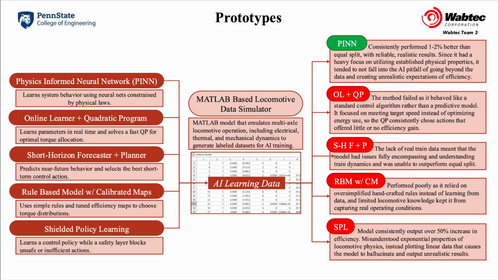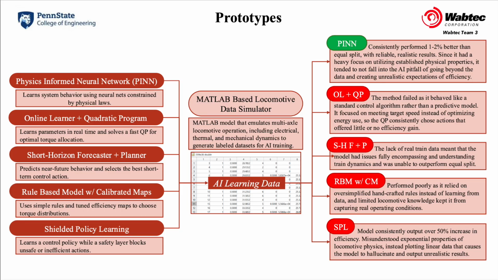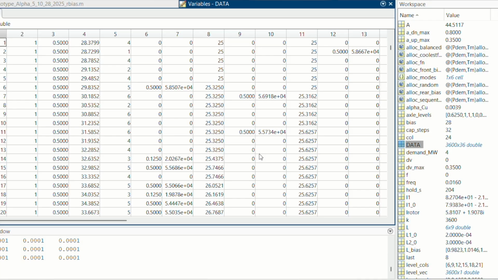Third, a short horizon forecaster and planner, which looks a few seconds into the future to predict temperatures and losses, then chooses splits that are efficient and avoid drifting towards thermal limits. Fourth, a rule-based controller with calibrated maps, where we encode explicit engineering rules like favor cooler motors and tune lookup tables from simulation instead of learning from data. Fifth and finally, a shielded policy learning, where inspired by reinforcement learning, a learned policy proposes power splits and a shield enforces safety and feasibility before anything would reach the actual plant.